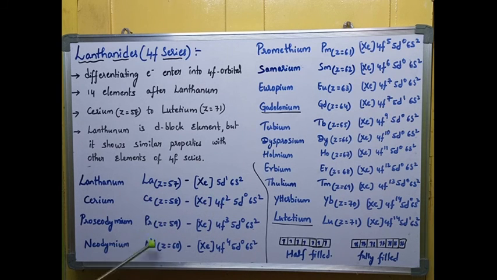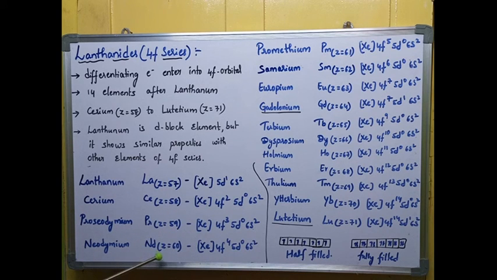Okay, next coming to praseodymium. Here praseodymium is having atomic number 59. So xenon 4f3 5d0 6s2. So xenon 54 plus 3 plus 2, now xenon 54 plus 5, you will get 59.